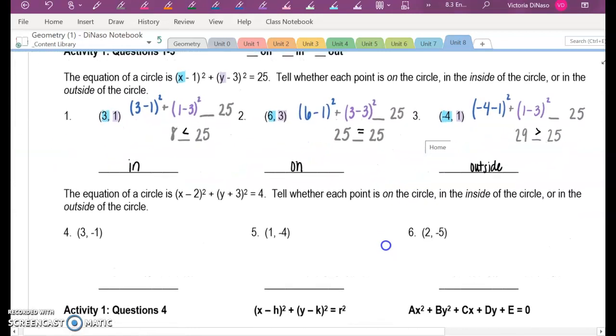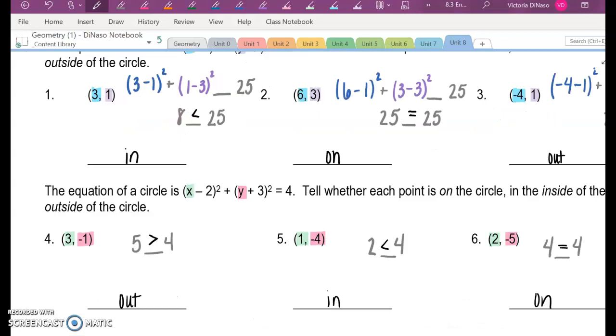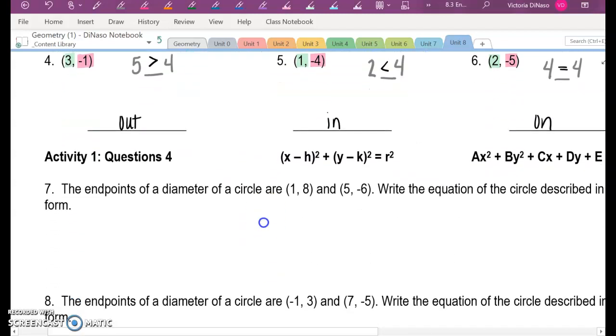Right? I'm going to go ahead and pause. Can you guys try out numbers 4, 5, and 6? All right, here we go. So number 4 should have gotten 5, which is bigger than 4. Therefore, this is outside the circle. For number 5, you should have gotten 2, which is less than 4. Therefore, it's inside the circle. And then in number 6, you should have gotten 4, which is equal to 4, and therefore it's on the circle. All right, so this is the first part of the lesson. Any questions? All right. Next question.